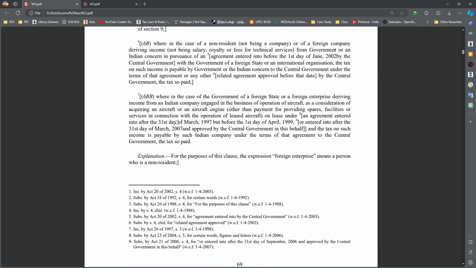In the case of the government of a foreign state or a foreign enterprise deriving income from an Indian company engaged in the business of operating aircraft as a consideration for acquiring an aircraft or aircraft engine.